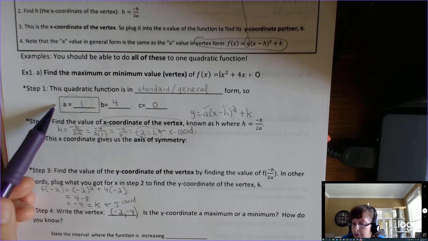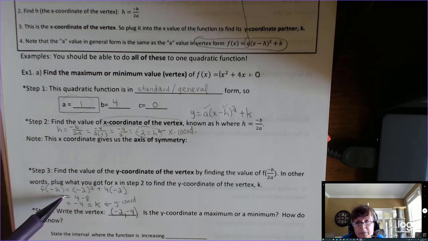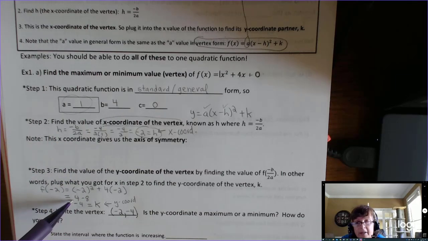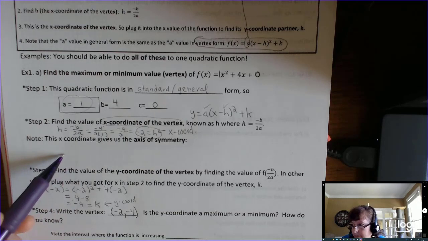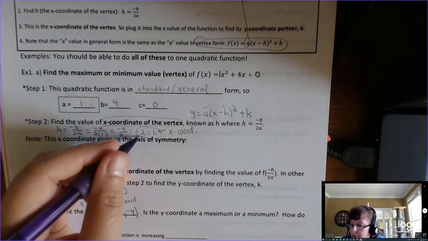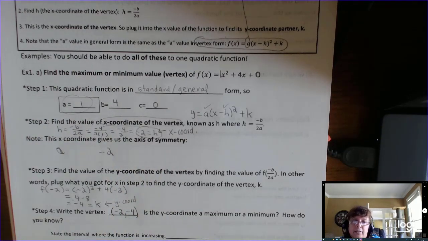So step 1, a, b, and c. Step 2, h equals negative b over 2a. Step 3, plug what you got in for your x-coordinate in to find your y-coordinate. I skipped this step. Let's go back. The x-coordinate is the axis of symmetry. So sometimes people write negative 2. That's the axis of symmetry.